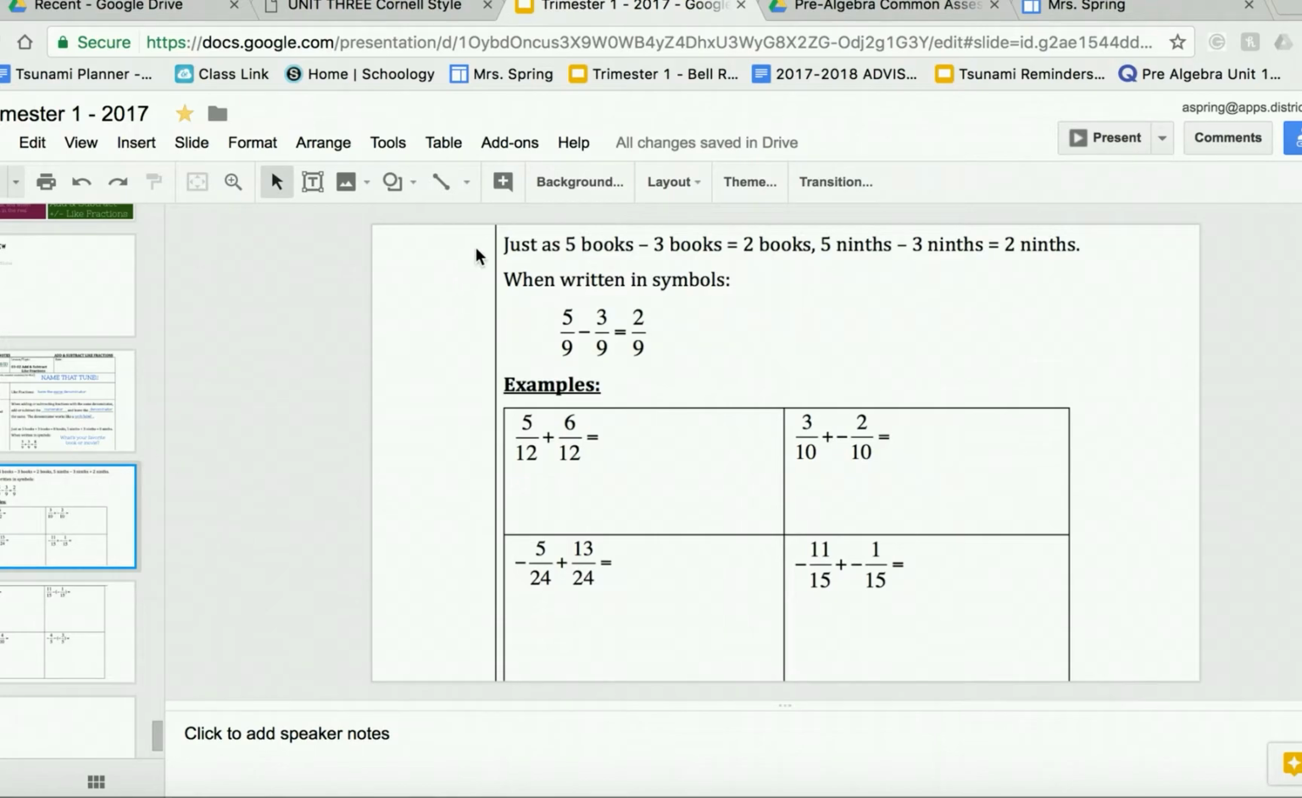Second example written in words, just as 5 books minus 3 books is equal to 2 books, 5/9 minus 3/9 is equal to 2/9. And if we write that using symbols or numbers, 5/9 minus 3/9 is equal to 2/9. 2/9 is in simplest form because 2 and 9 don't have any common factors. So we're good to go, and we're moving on.